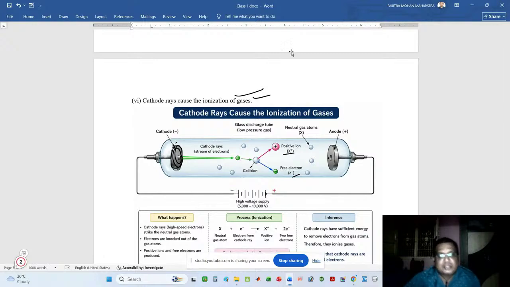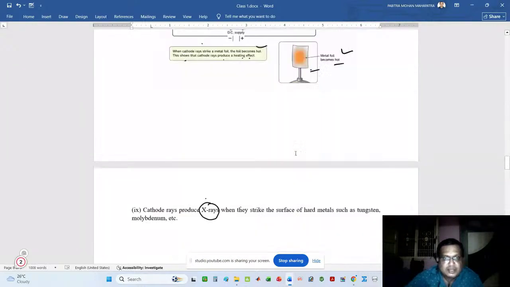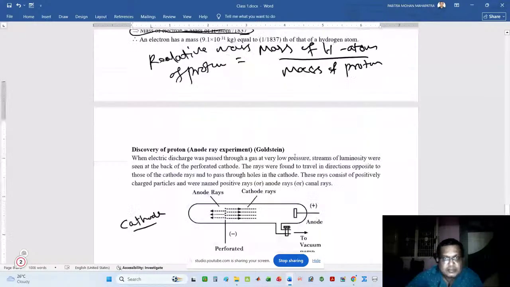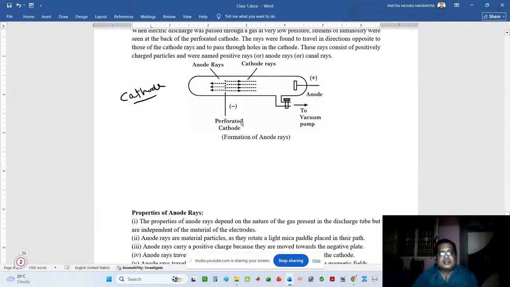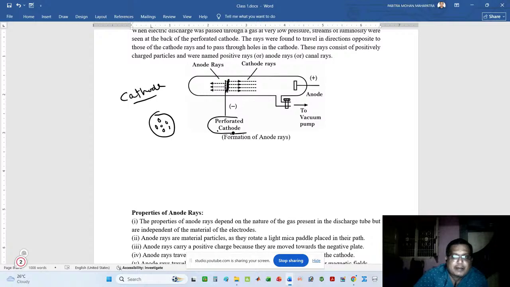But if you think about the Goldstein experiment, that is your anode ray experiment, here also a cathode is present. But in the cathode some holes are present, so it is said to be perforated cathode. Perforated cathode means the cathode plate in which some holes are present. That is said to be perforated cathode.